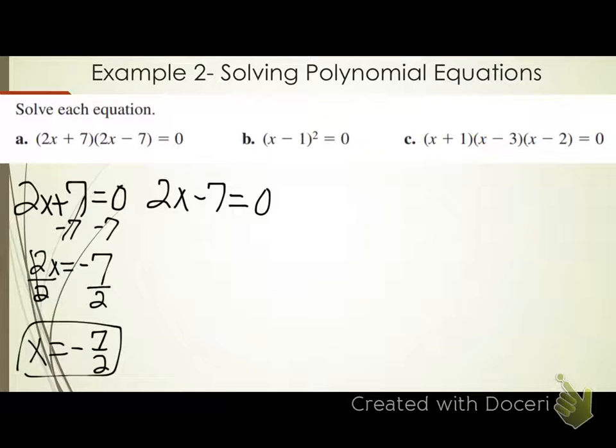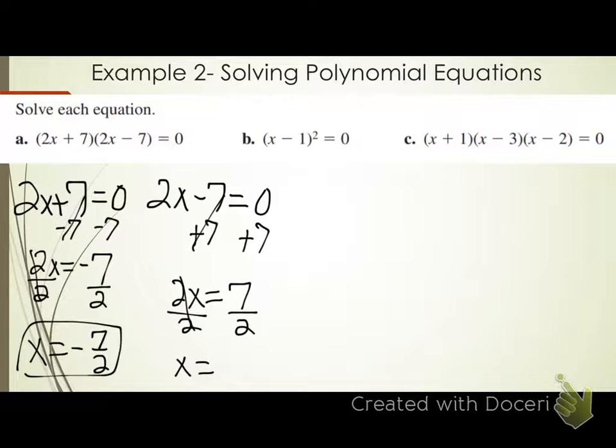Next one. What's my first step to get x by itself? Add 7 to both sides. 2x equals, what's 0 plus 7? 7. How do I get x by itself? Divide by 2 on both sides. X equals 7/2. 7 over 2. Very good. Okay with that?